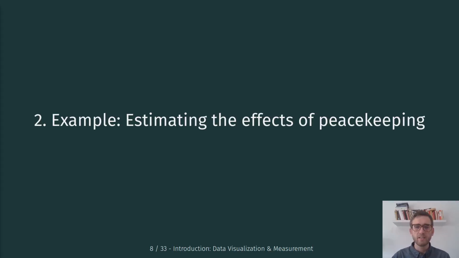Hey everyone. In this video, we're going to take a closer look at one of the coding examples for the first chapter in Regression and Other Stories. Specifically, we're going to look at the example of estimating the effects of UN peacekeeping nations. And this is just a short example based on original research by a political scientist called Paige Fortner, who conducted a study on the effectiveness of international peacekeeping.